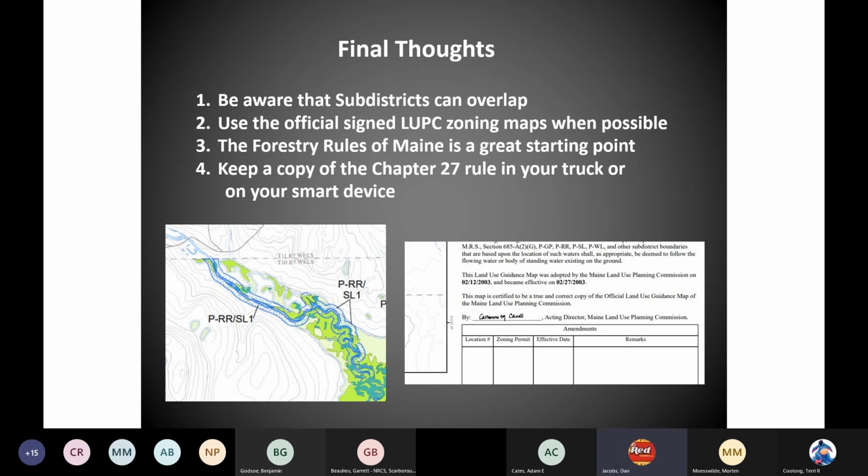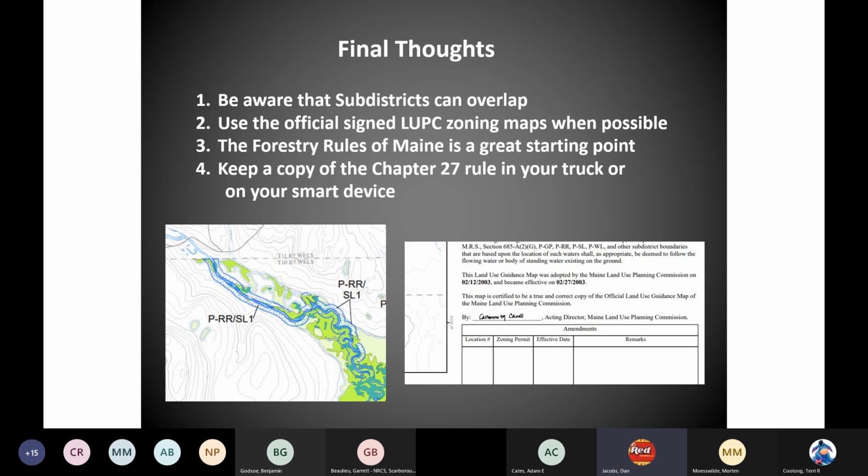I mentioned at the beginning of my presentation that there are 3 varieties of LUPC maps for every town on the LUPC website. There's Parcel Viewer, the tabloid map, and the large format map. They're usually aligned very well. Sometimes you may find a discrepancy. If you do find a discrepancy, I would use the official signed LUPC map that's on the website. And you can see, I think it's in the lower right-hand corner of one of the maps. I can't remember if it's tabloid or large format, but it's a signed official version of the map. That's the one that I would go by.